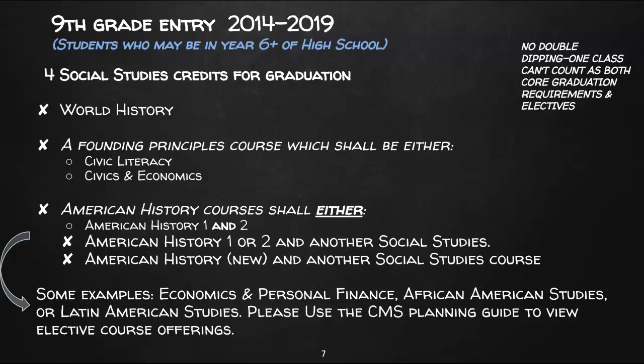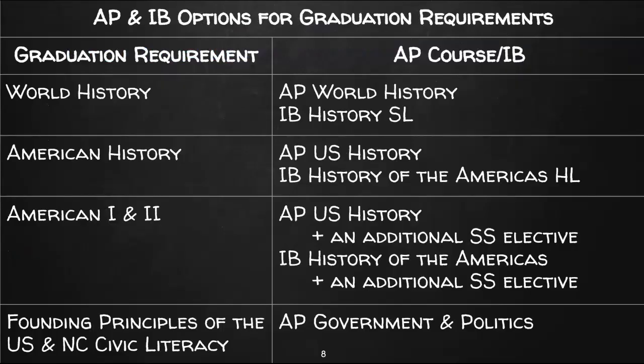Please use the CMS Planning Guide to view elective course offerings. There is no double dipping. One class can't count as both a core graduation requirement and an elective. I would recommend pausing this slide to take notes. As of 2022, there is no AP replacement option for economics and personal finance.